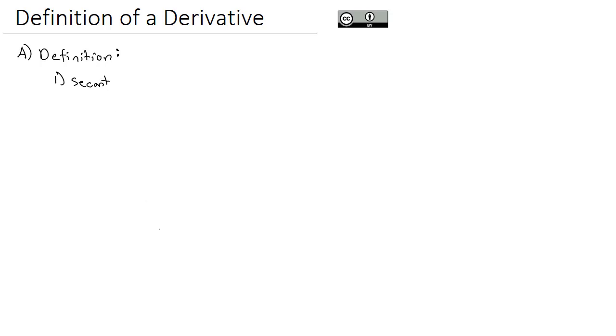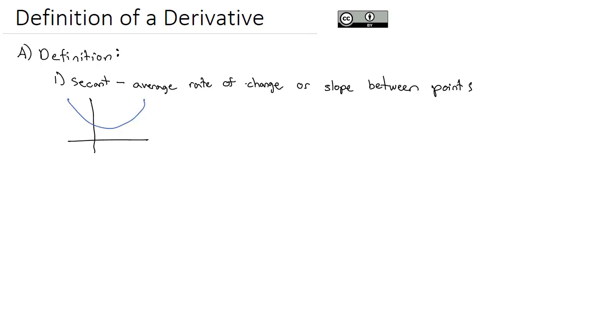The secant line is the average rate of change, or the slope, between two points. So for example, if I've got a graph here, maybe it looks something like this, and we want the average change from this point on the left to this point on the right, that would be the slope of the line that connects them.